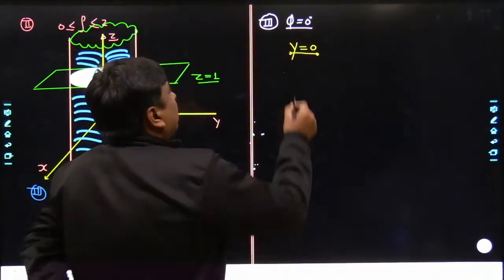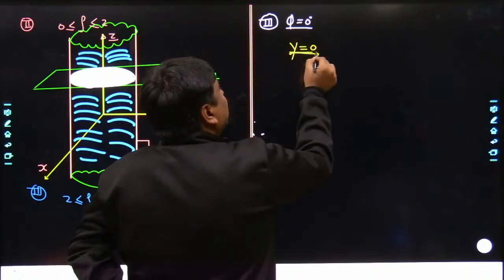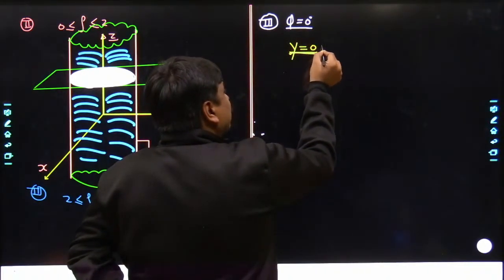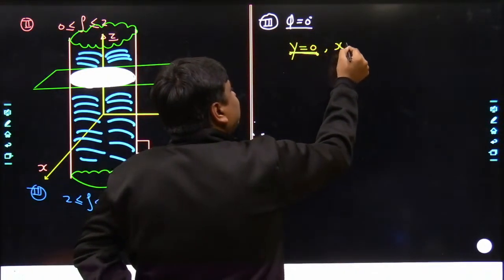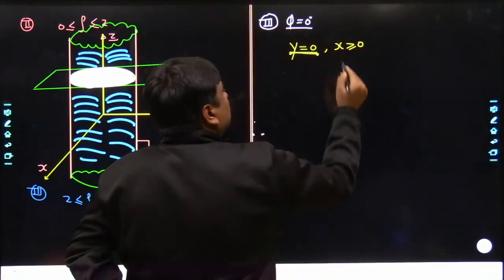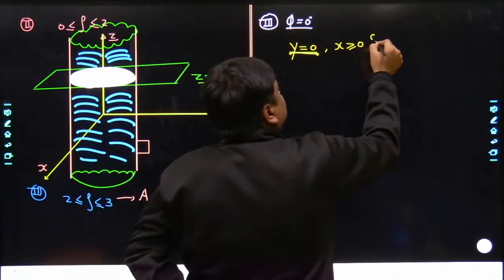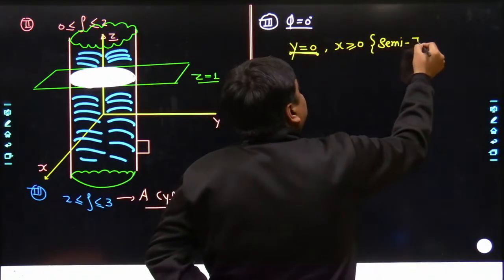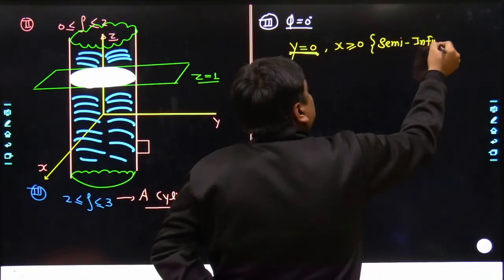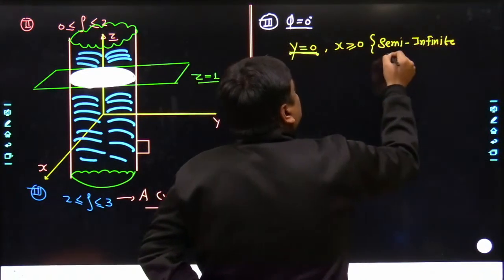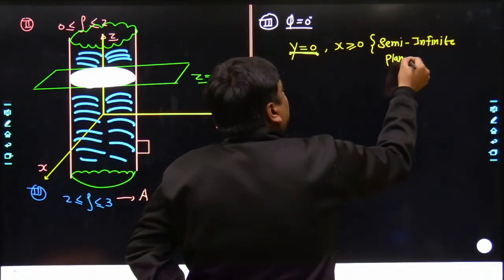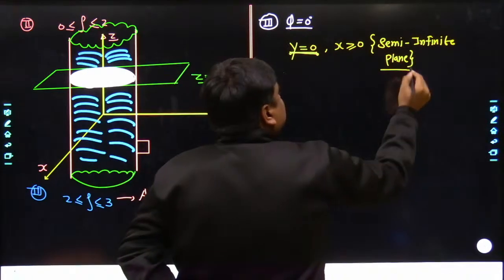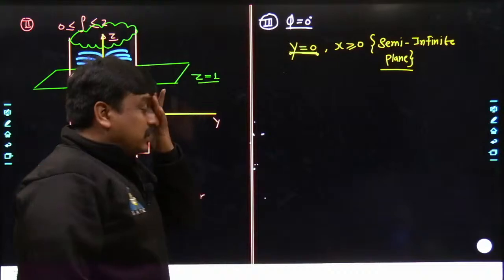Now tell me, phi equals 0, can I say that phi equals 0 is the y equals 0 plane having x greater than or equal to 0? That means it is a type of semi-infinite plane.